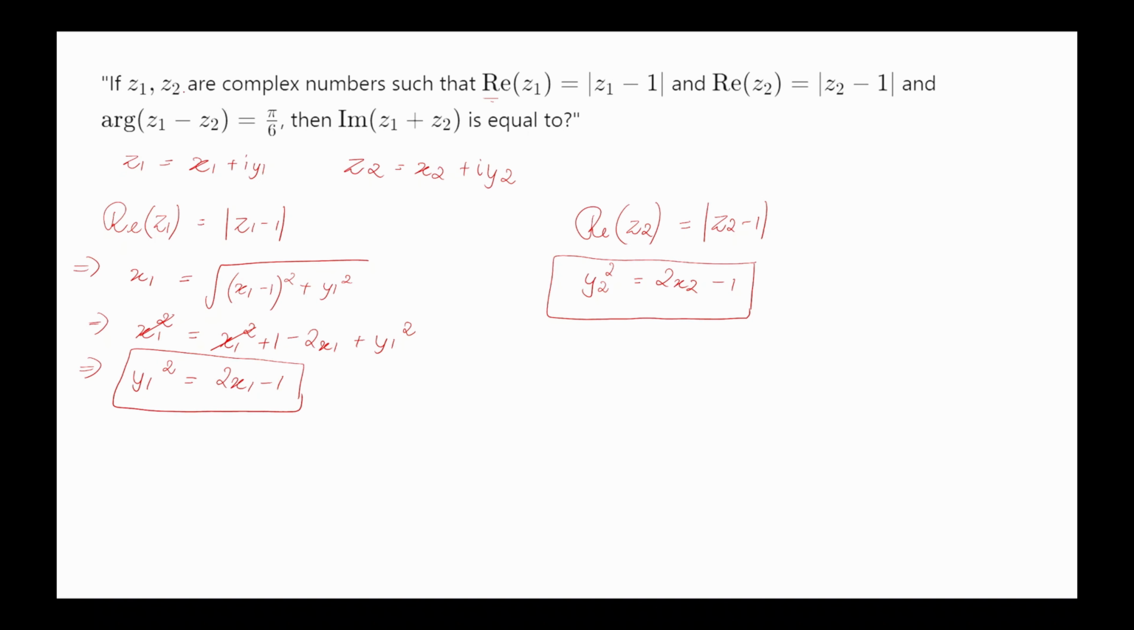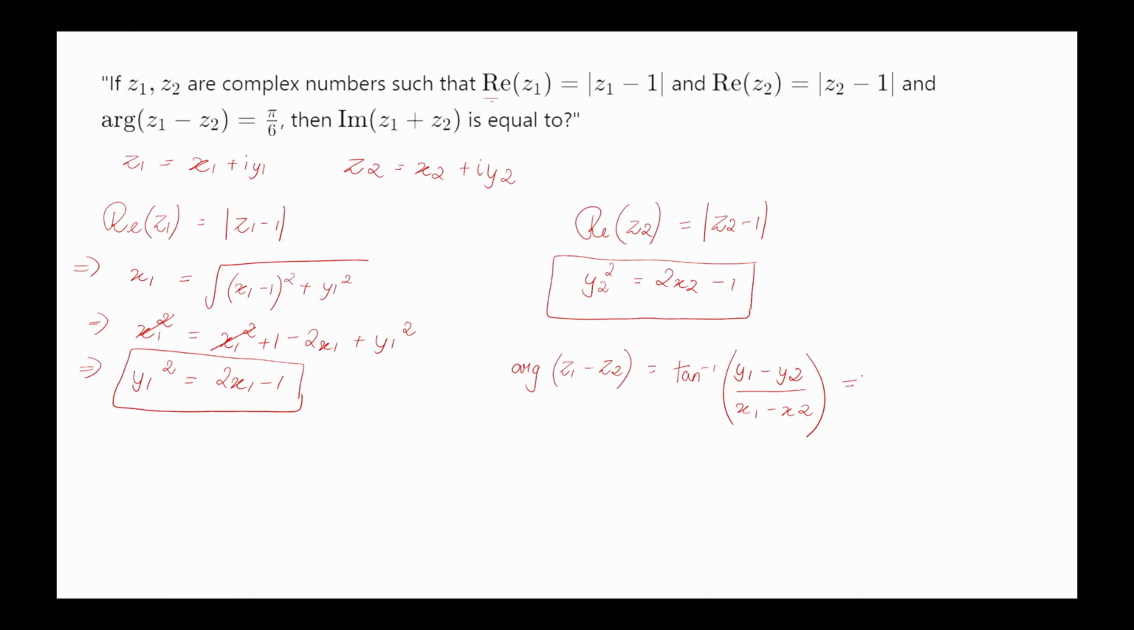Now they've given us that the argument of z1 minus z2 is pi by 6. What do we understand from this? If it is the argument of z1 minus z2, wouldn't this mean that they are talking about tan inverse of imaginary part over real part? What is my imaginary part going to be for z1 minus z2? It would be y1 minus y2. And tan inverse, below we used to have the real part, and my real part is x1 minus x2. I hope you've understood up till this portion here.